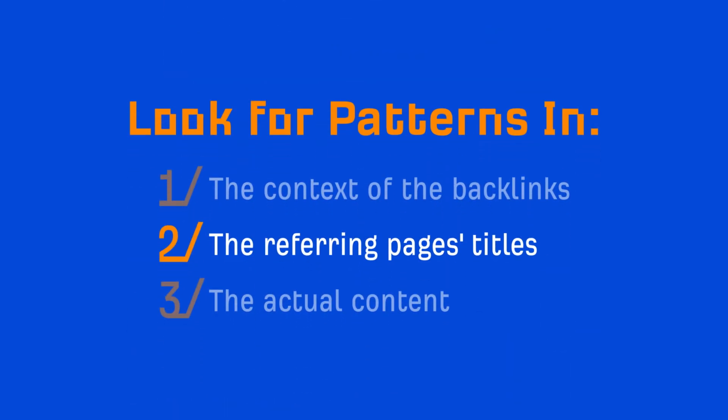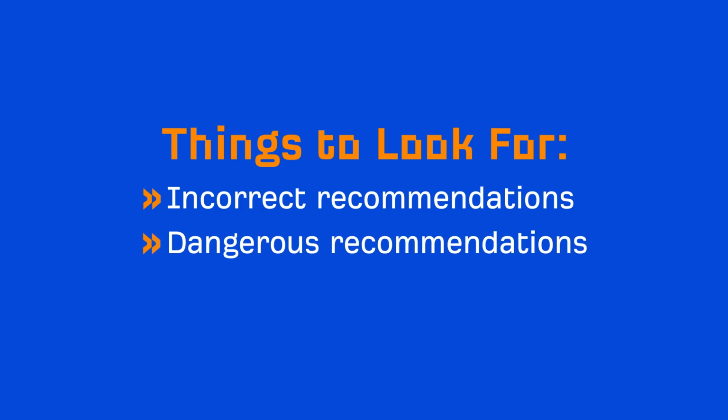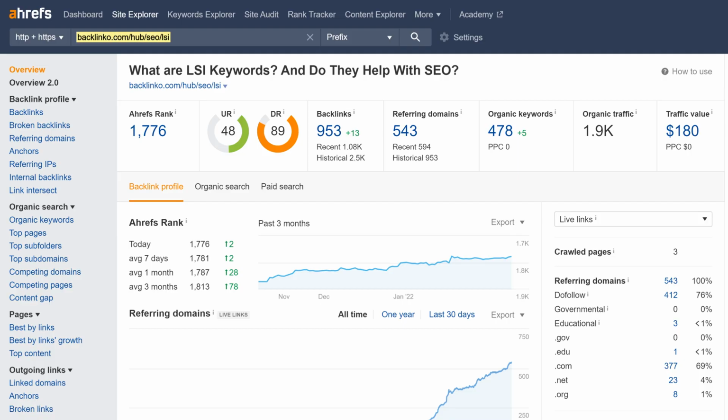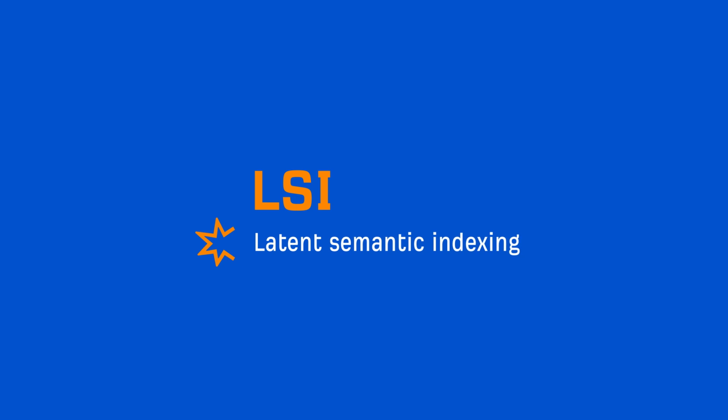Alright, the third place to look for patterns is the actual content itself. And the easiest thing you can look for is incorrect, dangerous, or outdated recommendations. Now, this one is quite situational, but nevertheless, it's something worth paying attention to because it works pretty well. I'll give you an example in the SEO industry. So this page on LSI keywords has over 500 referring domains, but there's no such thing as LSI keywords. LSI stands for latent semantic indexing, and in short, it's an indexing method and has nothing to do with keywords.